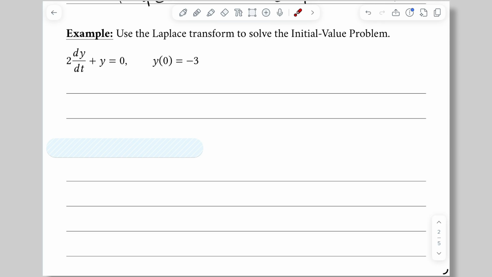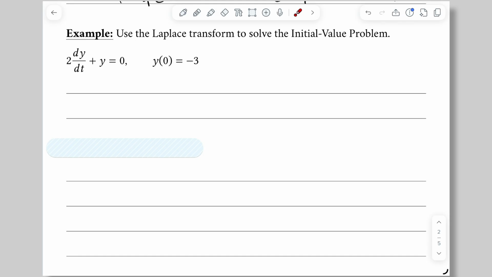Now we'll get to see what this is about. Use the Laplace transform to solve the initial value problem 2 dy/dt + y = 0, and the initial condition y(0) = -3. Now this is a linear first order differential equation or initial value problem.